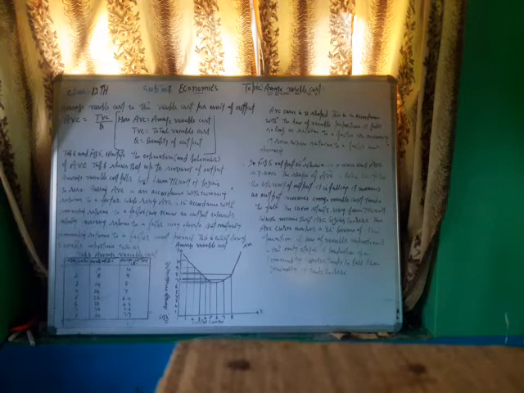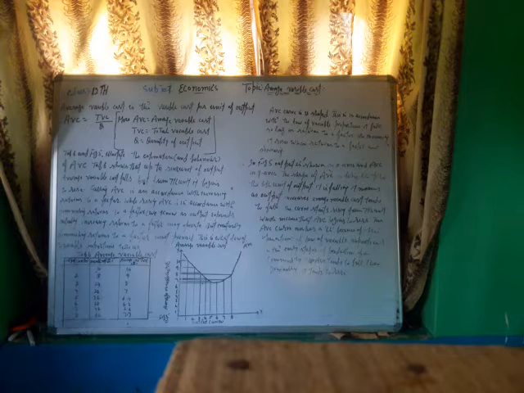Here AVC means average variable cost, TVC means total variable cost, and Q means quantity of output.